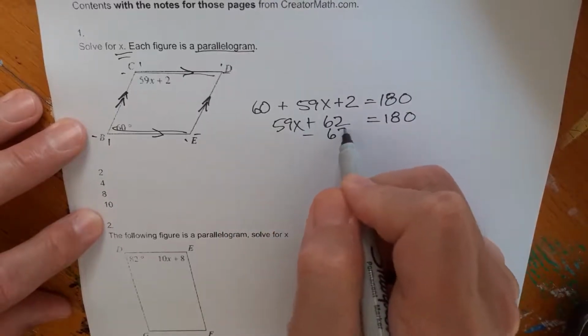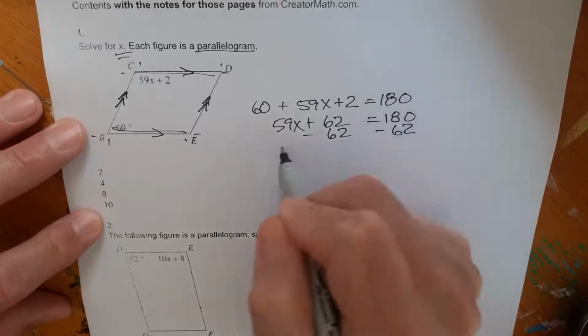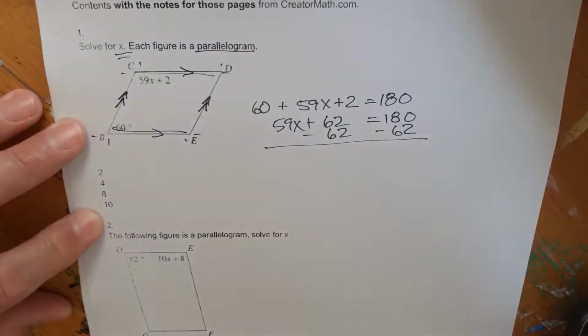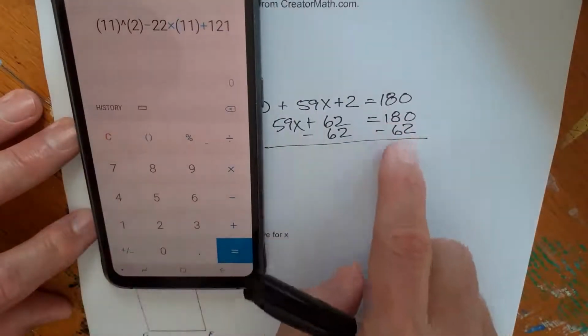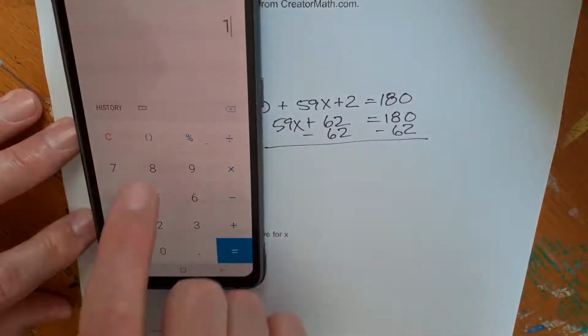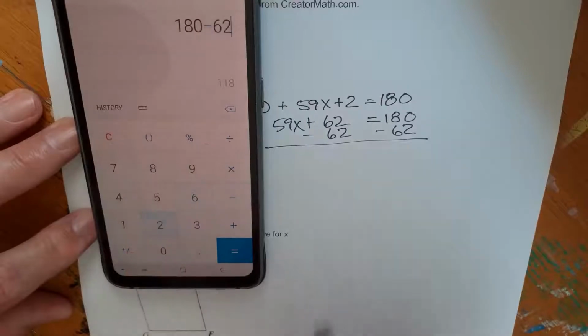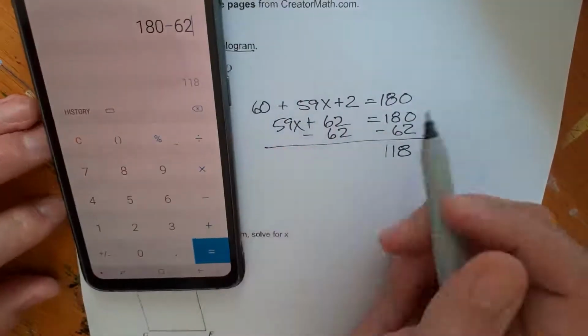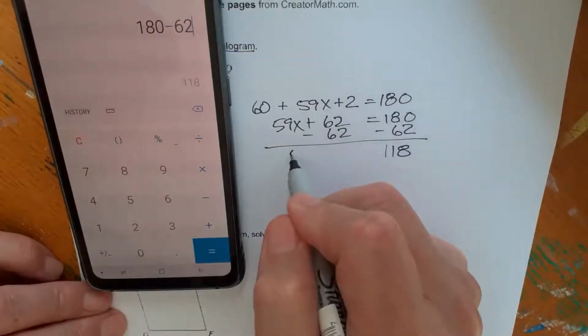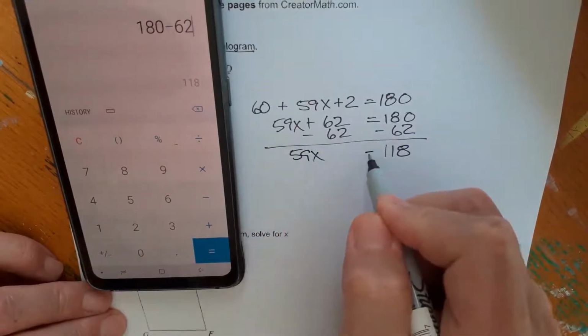We're going to subtract 62 from both sides. I'm going to encourage you to use your calculator if you need to, right? Say 180 minus 62 is 118. We're going to bring down the 59x right here. There's an equals in the middle.